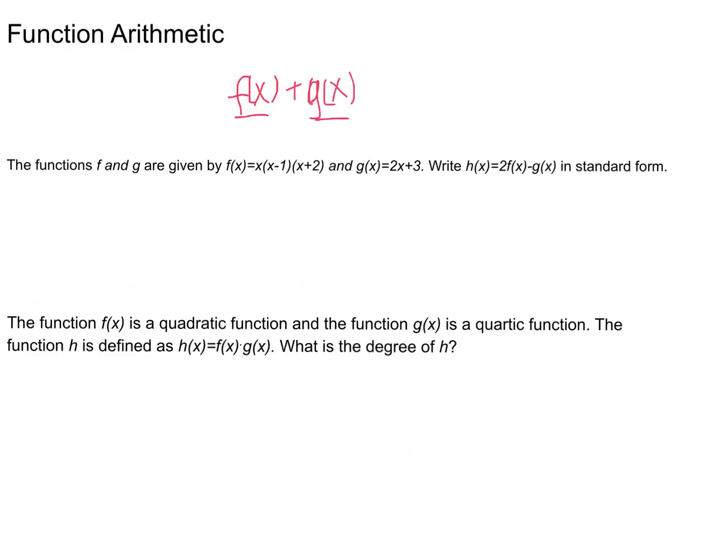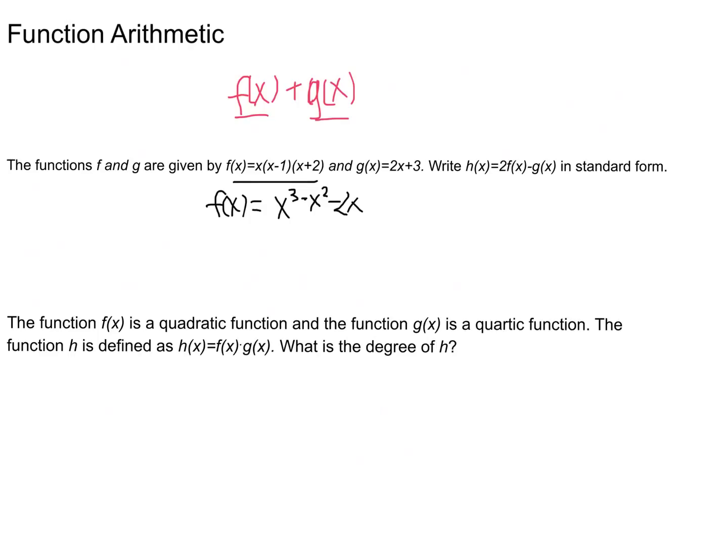So here we have a situation where we have f of x and g of x, and we want to write a new function, h of x, which is kind of a combination. So it's 2 times f of x minus g of x. So we want to write this in standard form, which is, of course, not factored form. We want to multiply it all out. And so we can multiply it all out. We can then perform the operations here to get h of x. So first things first, we want to make sure we have this in standard form. So go ahead and multiply out f of x.